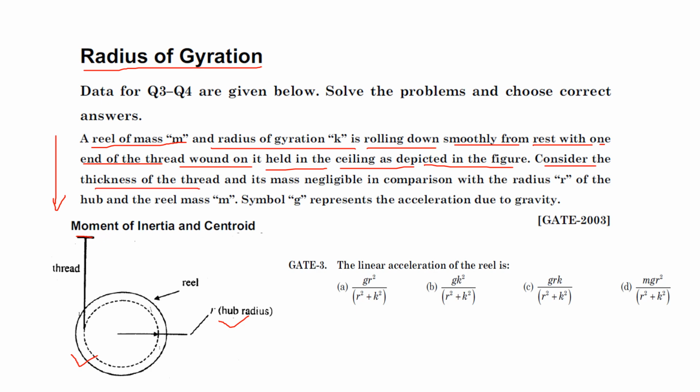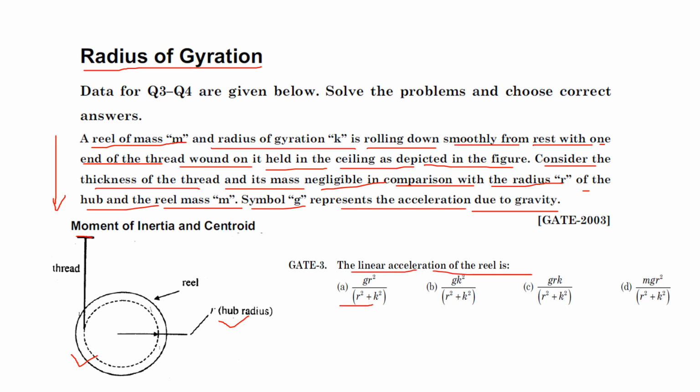Consider the thickness of the thread and its mass to be negligible. They are not considering the mass and thickness of the thread. So the radius of the hub is r and the mass of the reel is m. Symbol g represents acceleration due to gravity. They are asking the first question: the linear acceleration of the reel.